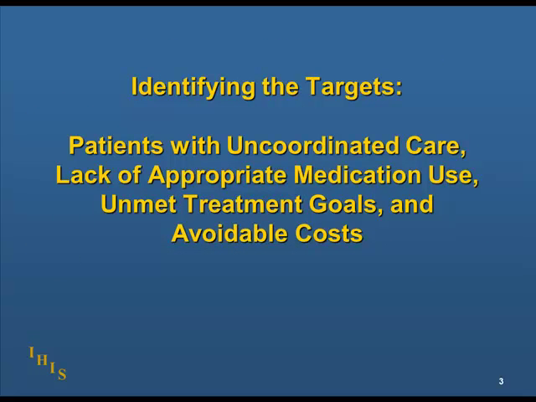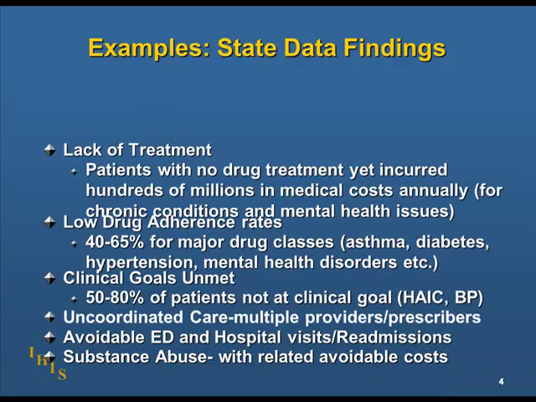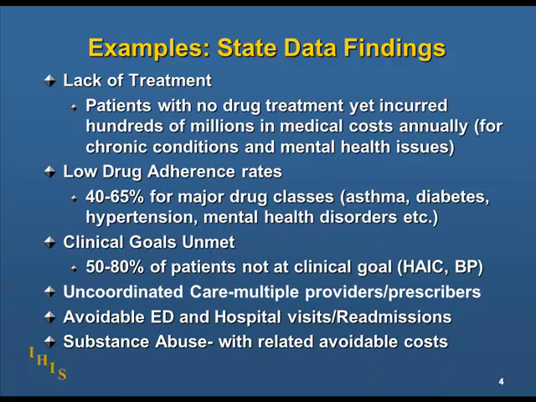So identifying the targets. What do we mean by the targets? Uncoordinated care, and I'm going to explain what we mean by that. Lack of appropriate medication use, which you heard about, unmet treatment goals, and avoidable cost. So what do we find in all of the states that we've done extensive analytics? We find a lot of common themes, right? You've heard about them all morning and probably yesterday too.